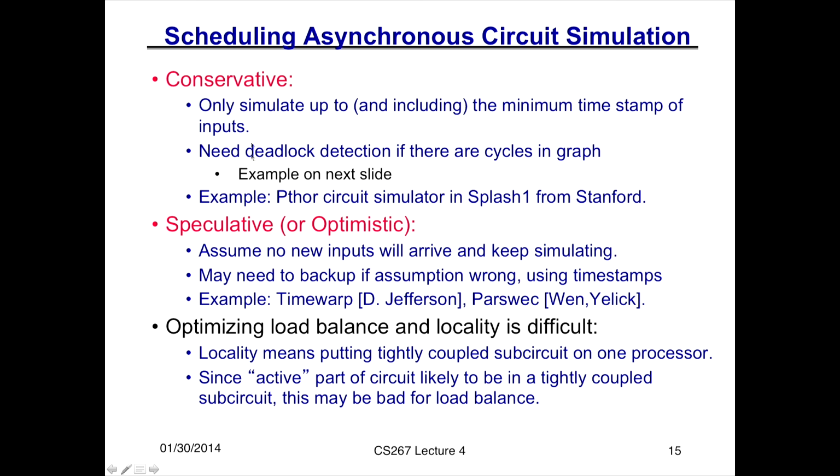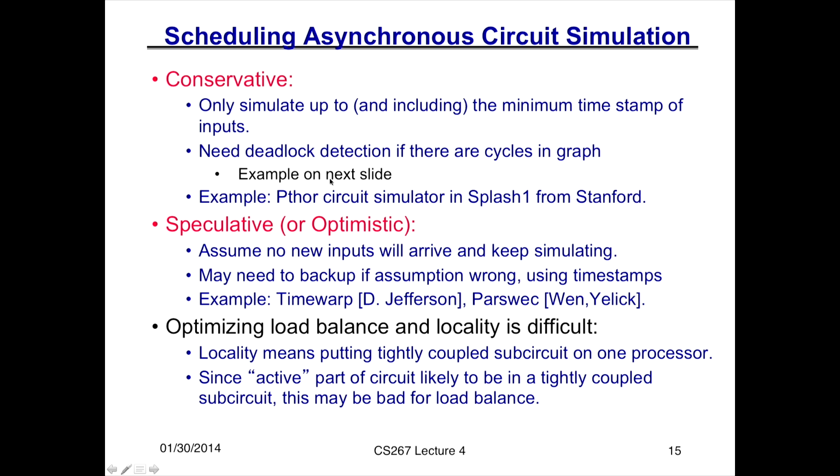In the conservative approach, what you do is you only simulate up to and including the minimum timestamp of all the inputs. So if all the inputs are good up to time 10, you know that you're okay to simulate up to time 10, because all the information is correct. You can't go to time step 11 because something may change, but you can go up to time step 10. Now the trouble with that is you can have deadlocks, and I'll show you an example on the next slide.